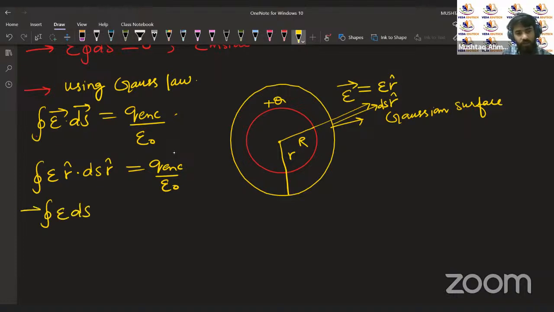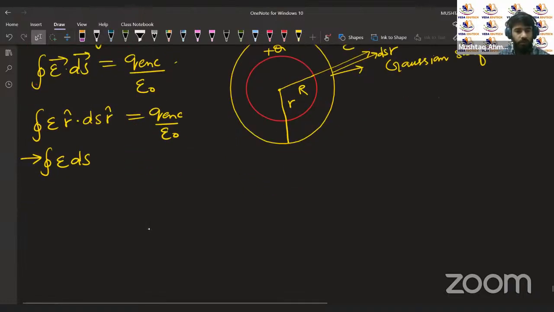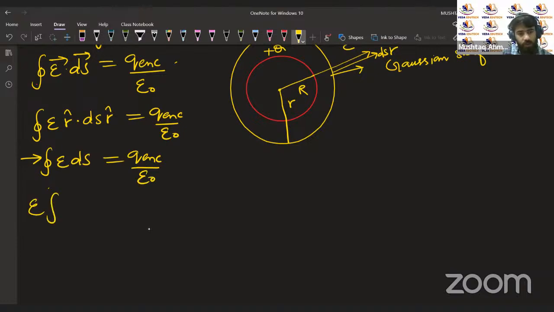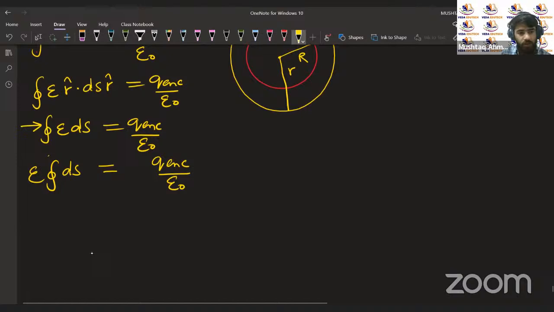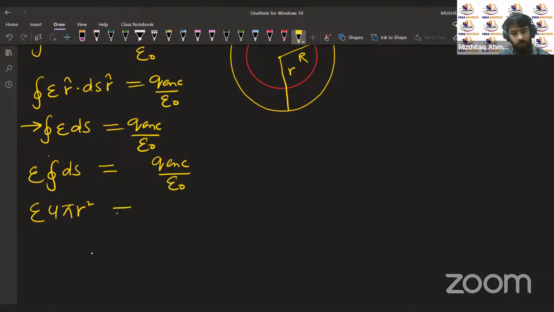And E is constant on the Gaussian surface. It's a constant magnitude, so we can take it outside the integral. Taking E outside the integral, we'll be left with the integral of ds, and that equals the charge enclosed upon epsilon naught. The total surface area of this Gaussian surface will be 4 pi r square, where r is the radius of the Gaussian surface. So E times 4 pi r square will be equal to q enclosed upon epsilon naught.